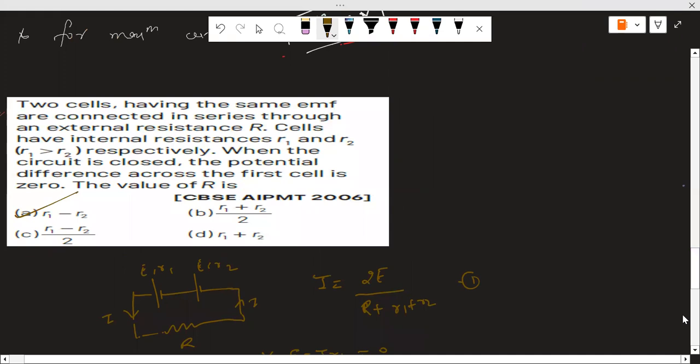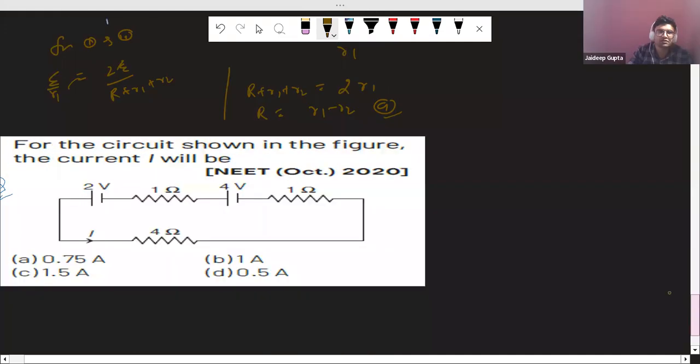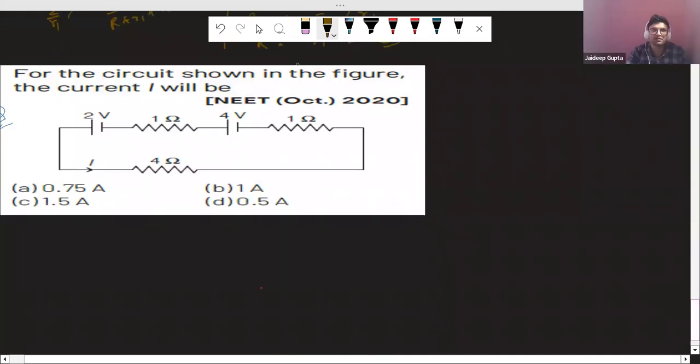Now, second question, try this question. For the current shown in the figure, Saifullah is also correct. Now try, Mamuna, write your answer in the chat box fast. Hiba, Anifa. Mamuna, write your answer in the chat box fast. The answer is C.